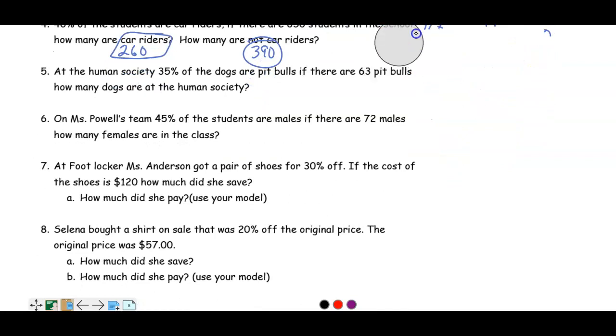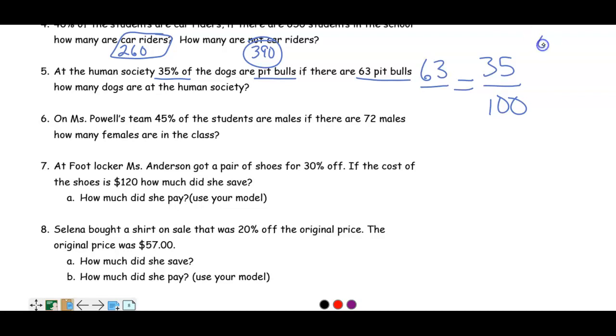All right, number five. It is 35%, and then 63 are pit bulls. So look at what these mean. 63 are pit bulls, 35% are pit bulls. So they mean the same thing. The 63 belongs up here at the same level with the 35, because they both mean the same thing. This is the amount of pit bulls. This is the percent of pit bulls. And then we do our math.